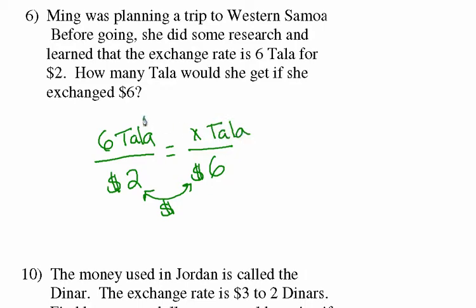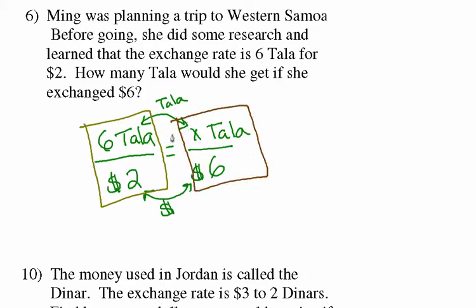That's our unknown. So here, we're corresponding tala between the numerators and dollars in the denominator. This is the rate we know to be true. This rate on the left is the rate we know to be true, and the rate on the right is the one that we are looking for, the one that is unknown.